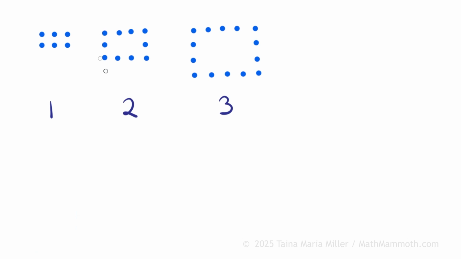We can see that it's expanding here. This side of the rectangle, if you think of it as a rectangle, it's 2, 3, and 4. And then this other side, the horizontal side, is 3, then 4, then 5 dots. So it keeps increasing by 1 dot. So the next step, we would have 6 dots this way and 5 dots that way, right?